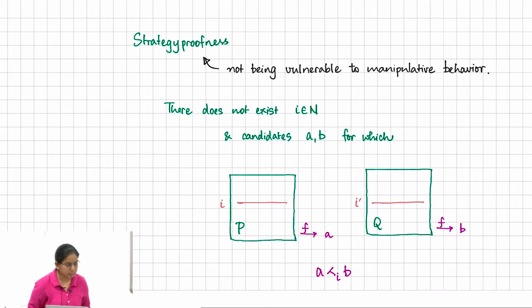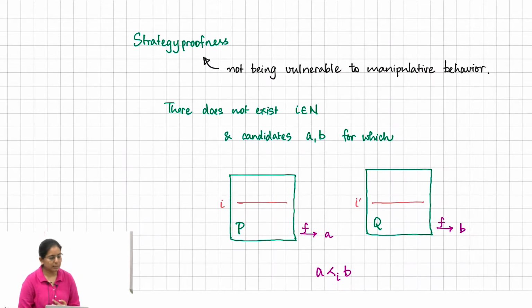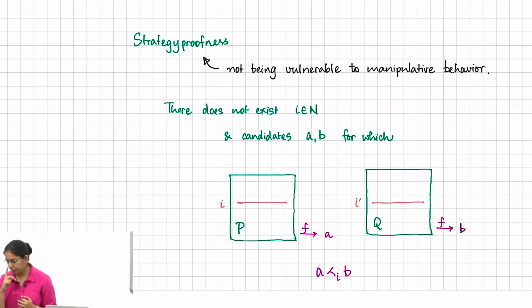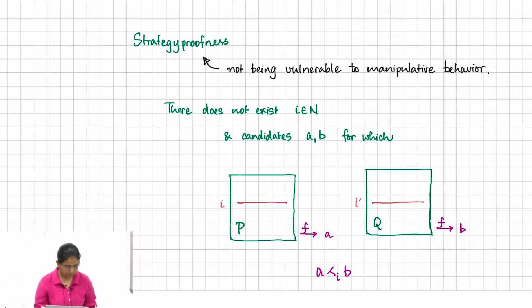So I'm not writing this anymore formally. You would have to say there exist profiles P and Q, which are the same except for the vote of the voter I, where the output of the mechanism is A on the first profile and B on the second, and the voter I prefers B to A. So this is the property of strategy proofness.